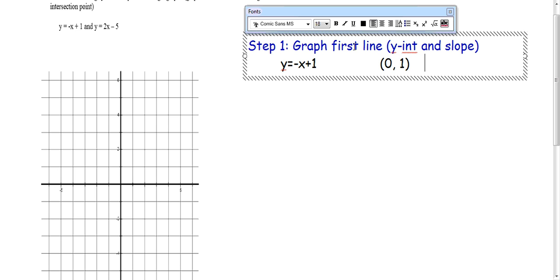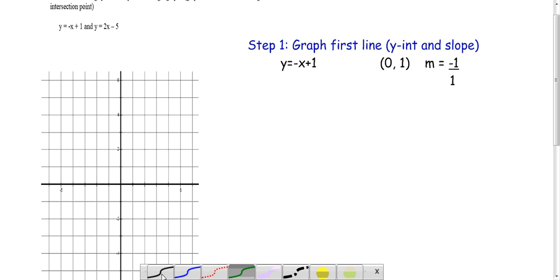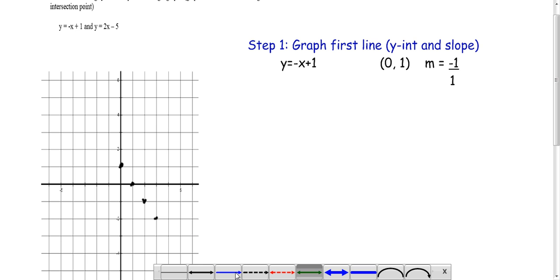And your slope is going to be negative 1. Or again, remember as we talked about, writing it as a fraction to make sure that we get everything else set up right. So as we draw this one in black, we've got 0, 1 here. We can go down 1 to the right 1, down 1 to the right 1, down 1 to the right 1, and then do 3 or 4 points. After you get that done, you should have enough that you can actually draw your line.